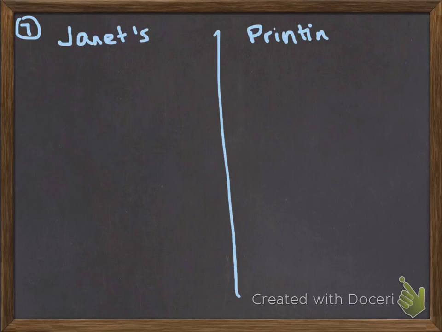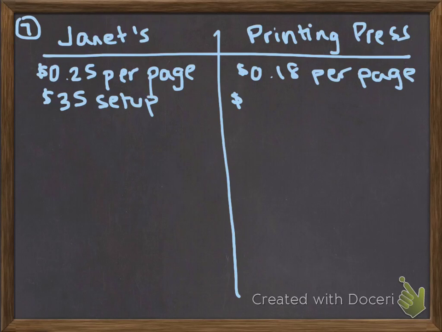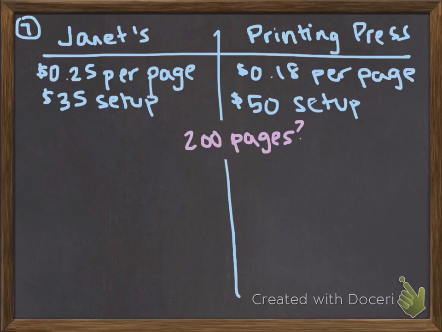Number 7 is talking about Janet's printing and then printing press. And right now I'm just writing down all the different pieces of information that's in the question. So Janet's is 25 cents per page with a $35 setup fee, and printing press is 18 cents per page with a $50 setup fee, and we want to know specifically for 200 pages.